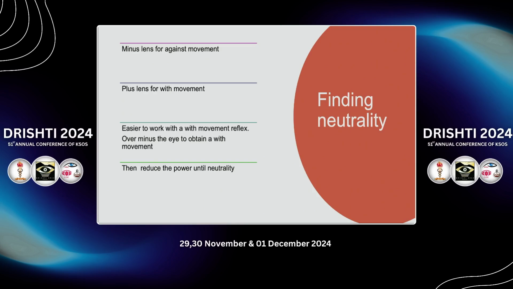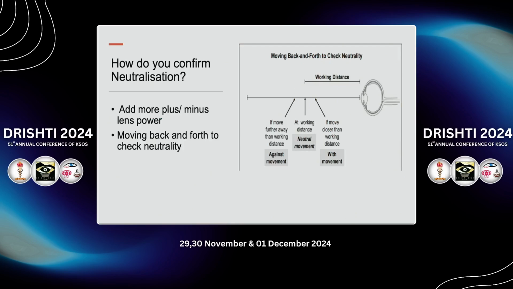Some people also feel it's easier to work with a with movement. So what they do, if you see an against movement, they put a higher minus lens so that it becomes a with movement, and then they keep reducing the power. That is also possible, you can do it. How do you confirm neutralization? So once it's neutralized, how do you confirm that?